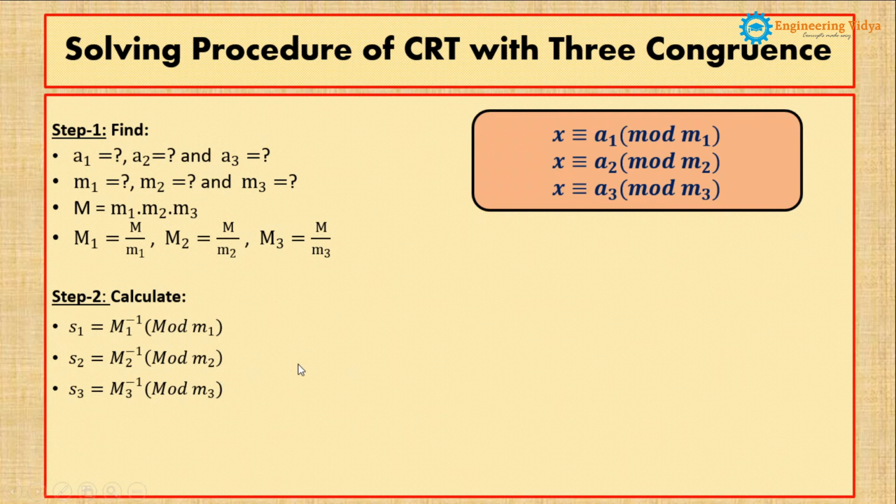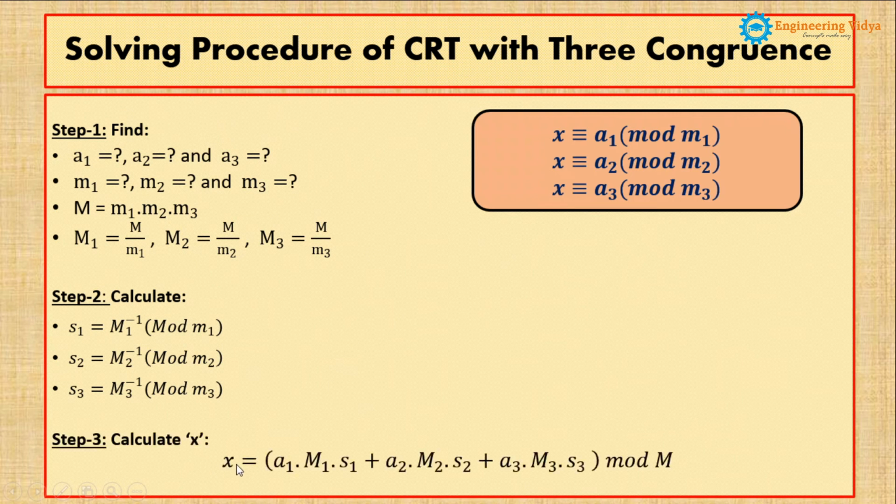So now after the calculation of S1, S2 and S3, we're going to find the unknown value x, which is given over here. It can be calculated using the formula x is equal to small a1, which is this, and capital M1 will be obtained from here, and small s1 will be obtained from here. Similarly a2 will be obtained from here, and then we have s2, and s2 will be obtained from here. Then a similar case can be applied for a3, M3 and s3 also. So this is how the Chinese remainder theorem is applied.